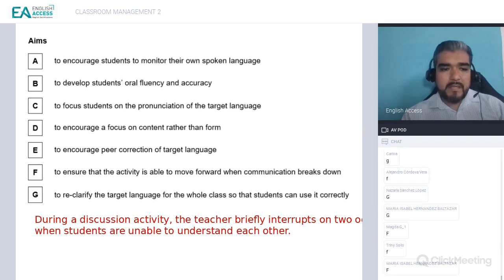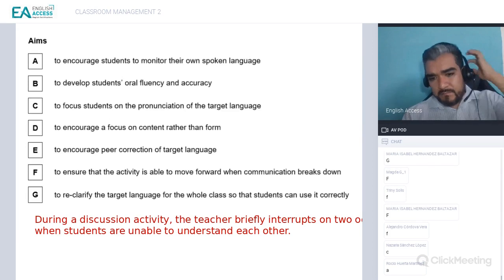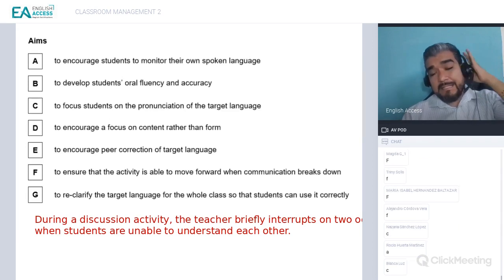F, the majority says F. Yeah, I guess everyone says this. And in this case, it is the letter F. I'm sorry to say for the other ones that it is the letter F.